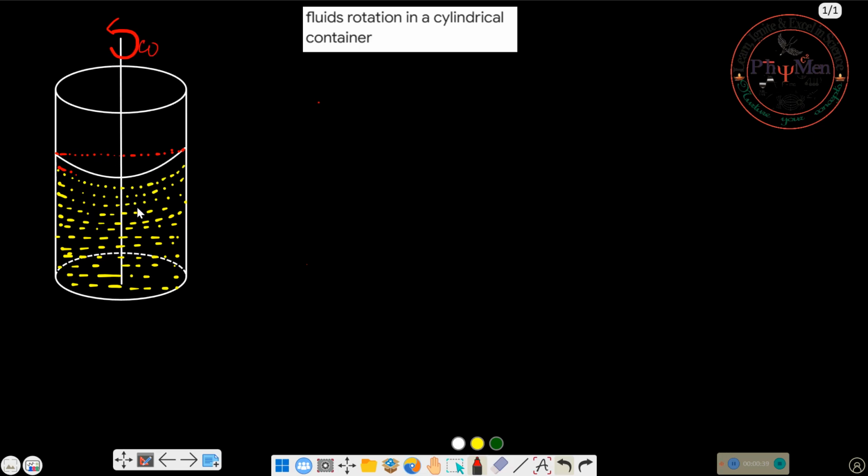then any fluid element will have a centripetal acceleration towards the center of this axis, because all the fluid particles will rotate in a circle. So all the fluid particles must have a centripetal force towards the center of this circular path.